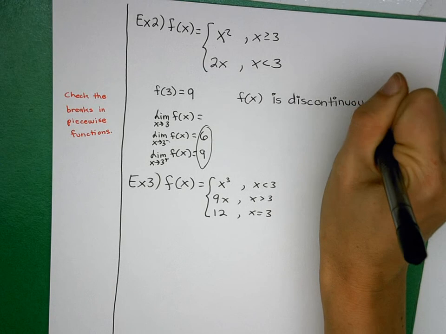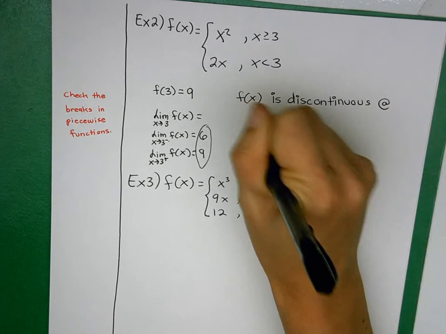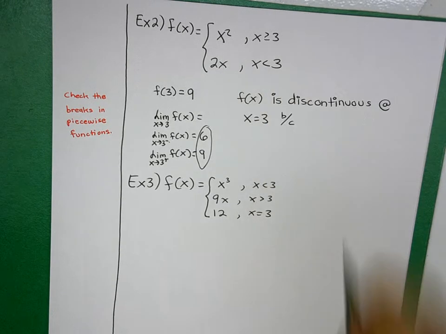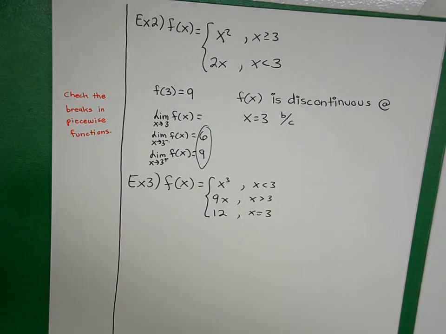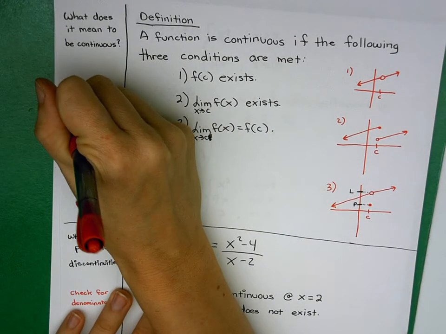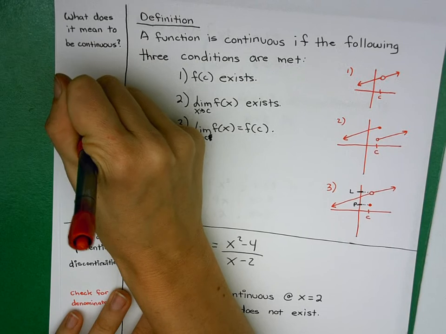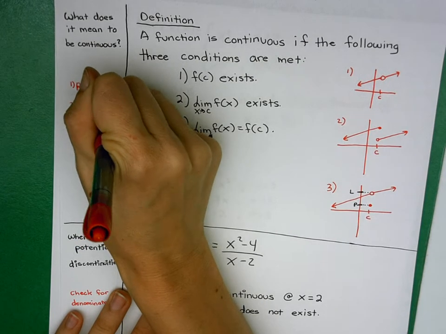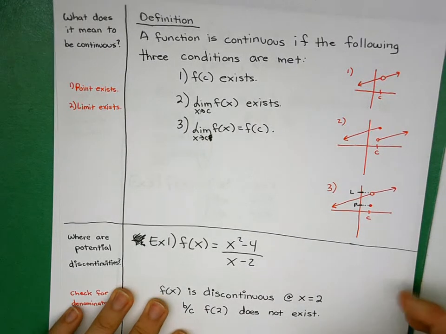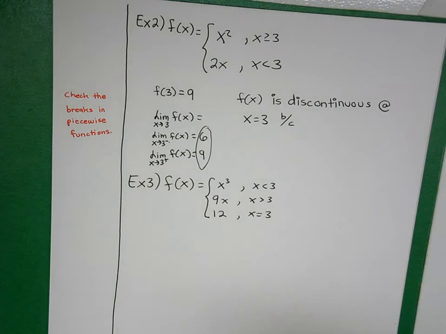I'm going to say where it's discontinuous, at x equals 3, and I'm going to say why. So which condition did I break? I broke the second condition. A point existed, but I did not have a limit that existed. So that's what I'm going to say.